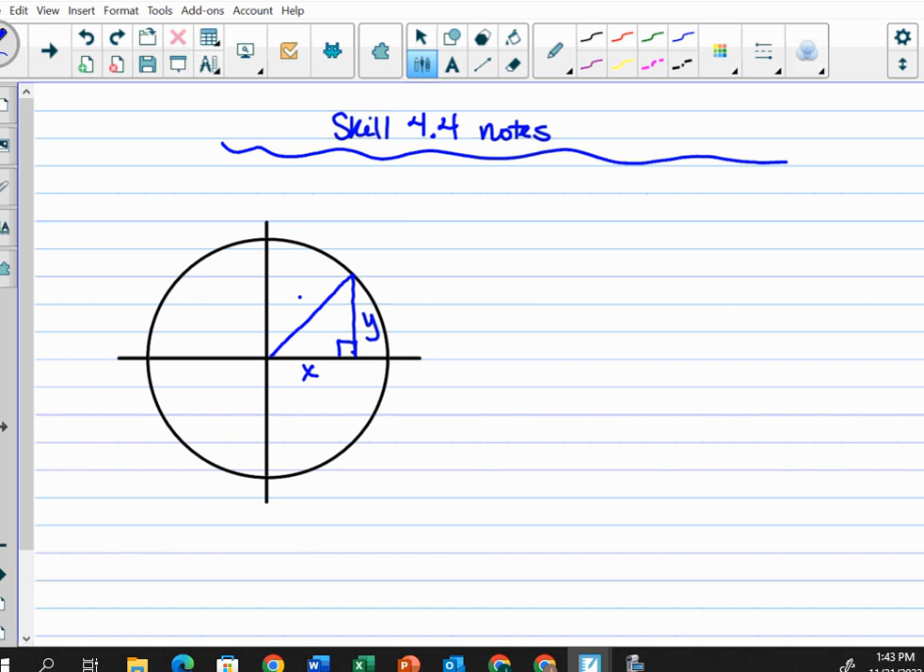And then the hypotenuse I'm going to call R. Why am I calling it R? Well, that doesn't really lead us to R. Radius. My bad.